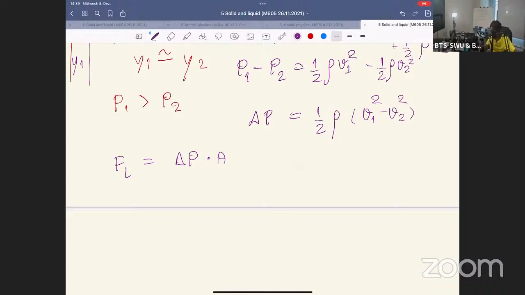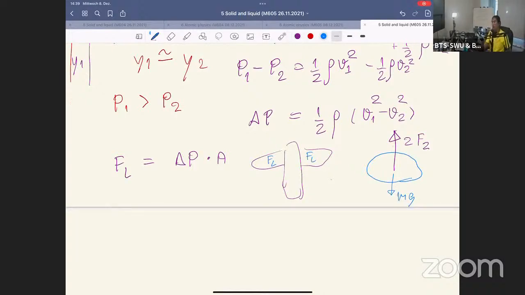And if you take a look at the airplane, you have the airplane like this, and you have two wings. You have FL here on the left, and on the right you should also have FL. So if we take a look at the side view of this airplane, you have 2FL, the lifting force of both wings. And you have the weight, which is mg of this airplane.